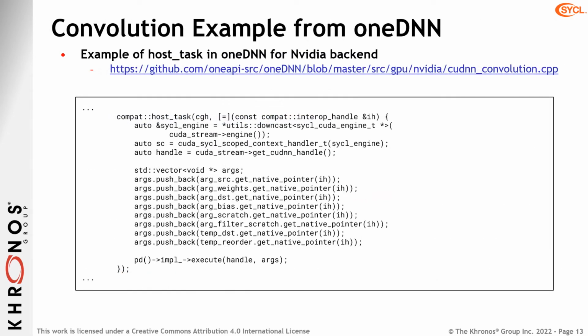Finally, here's an example of what this looks like from the oneDNN project. This is part of the code from one of the convolution operations in oneDNN which maps to cuDNN. Here, a host task is enqueued from the interop handle and is used to retrieve the CUDA stream and a number of native CUDA pointers. These are then passed to a function which invokes the cuDNN library functions with those.